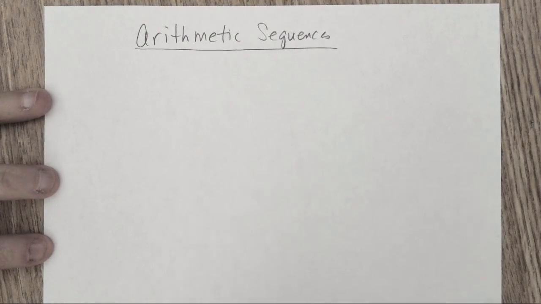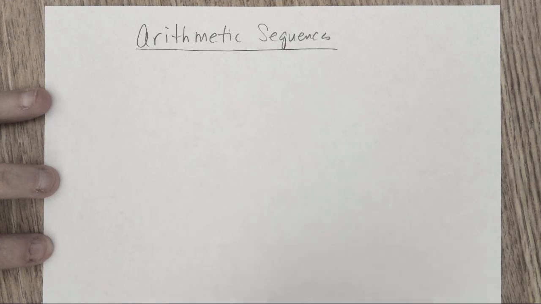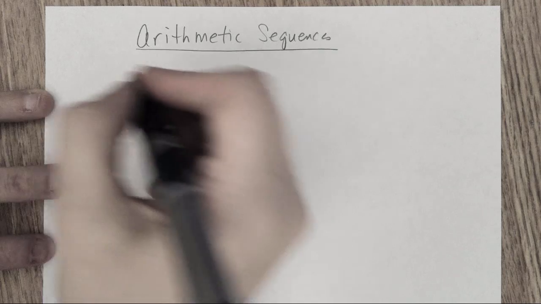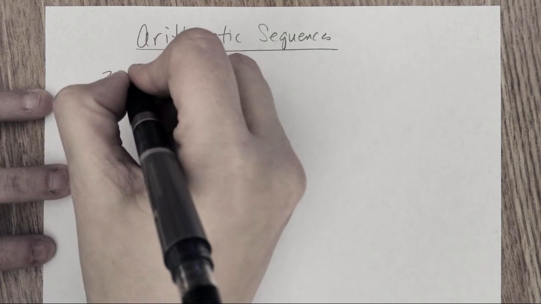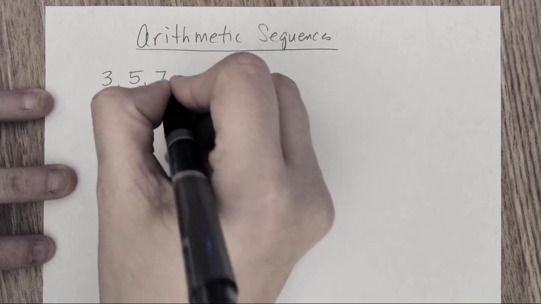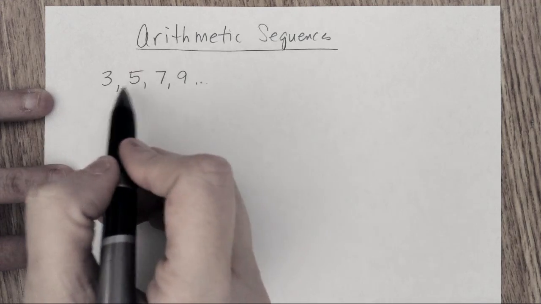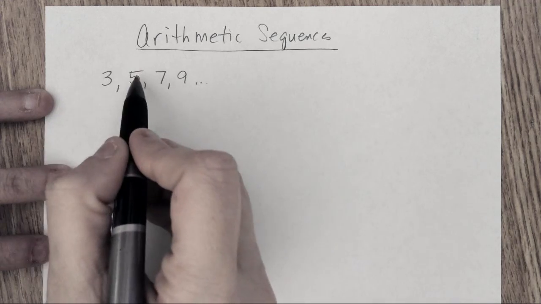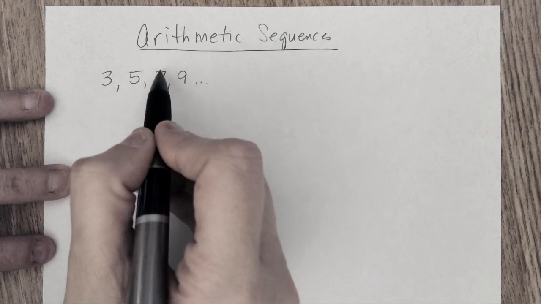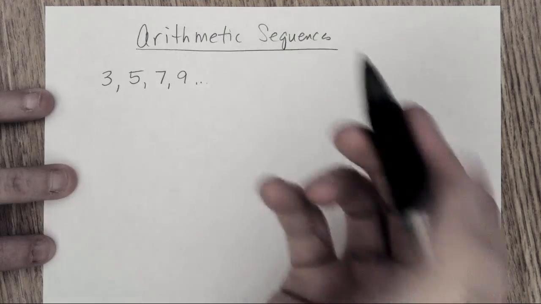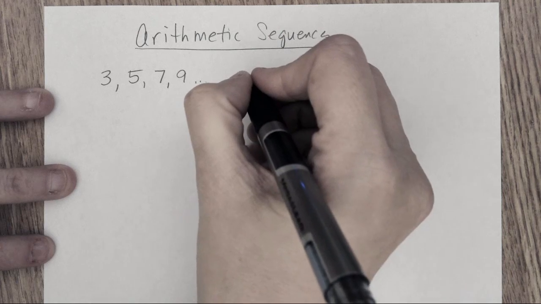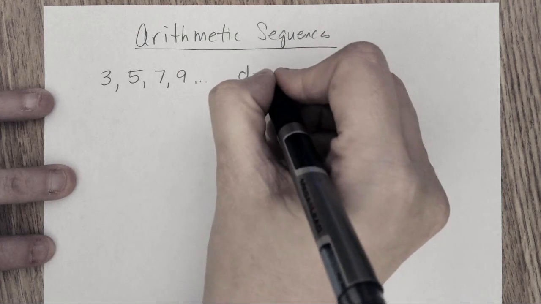Arithmetic sequences are sequences where each new term is found by adding or subtracting a number to the previous term. So, for example, let's say we have 3, 5, 7, 9, ... Every new number in the sequence is found by adding 2. So 3 plus 2 is 5, plus 2 is 7, plus 2 is 9. So my common difference here is going to be 2.